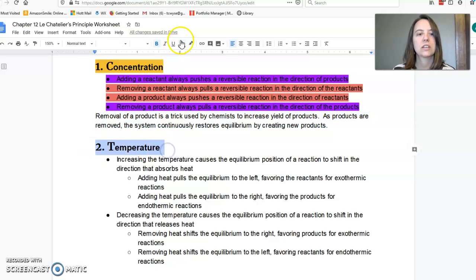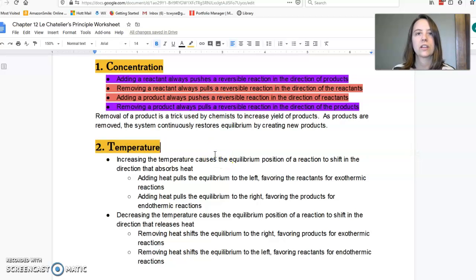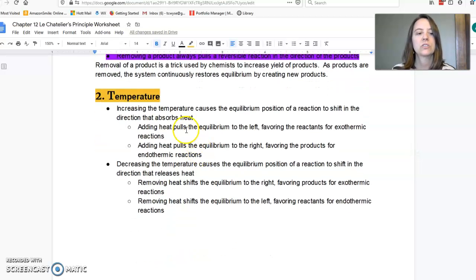Temperature is another big idea of things that are changed with Le Chatelier's principle. Increasing the temperature causes the equilibrium position of a reaction to shift in the direction that absorbs heat, which could be either direction, reactants or products. It depends on if it's an endothermic or exothermic reaction. So adding heat pulls the equilibrium to the left, favoring the reactants for exothermic reactions, whereas adding heat pulls the equilibrium to the right, favoring the products for endothermic reactions.